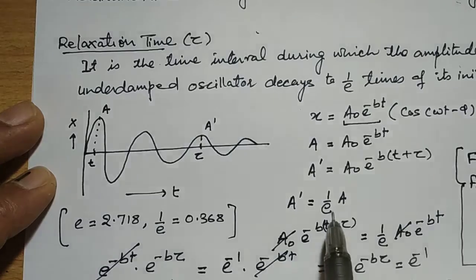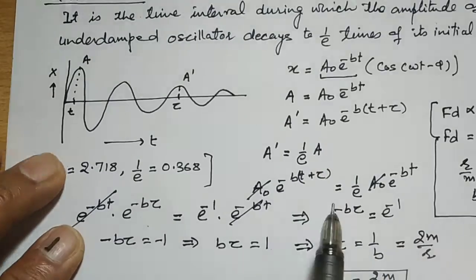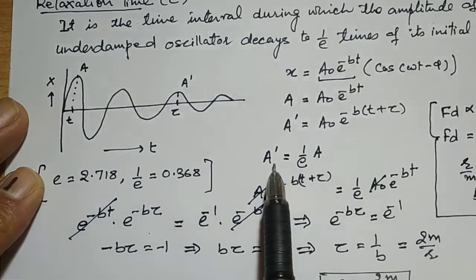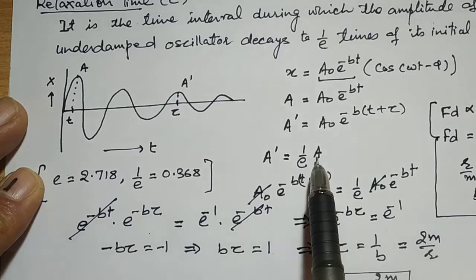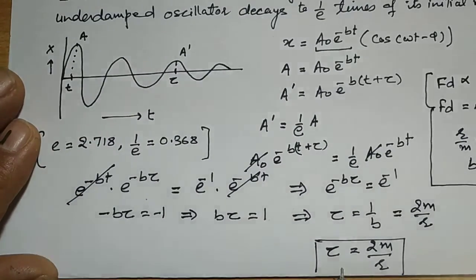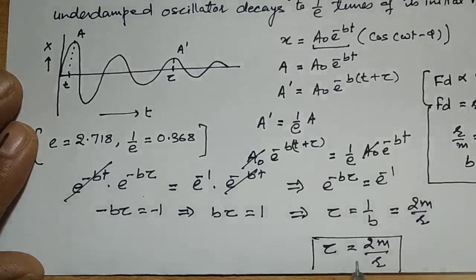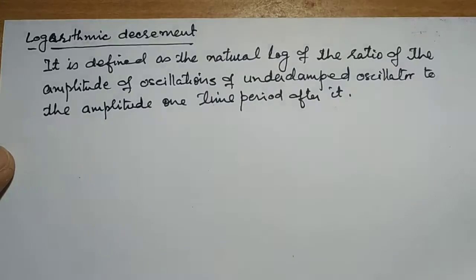So we have taken that 0.368, that means the value of time when amplitude falls to 0.368 times A, that value of time will be the relaxation time. Okay, now let us discuss logarithmic decrement.